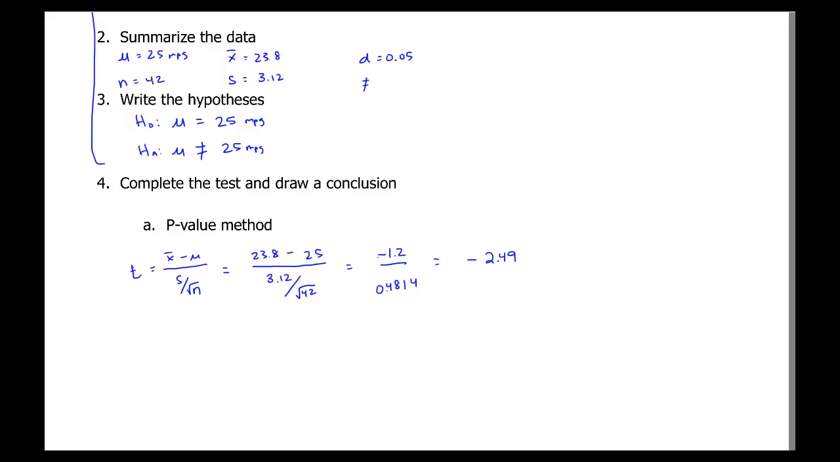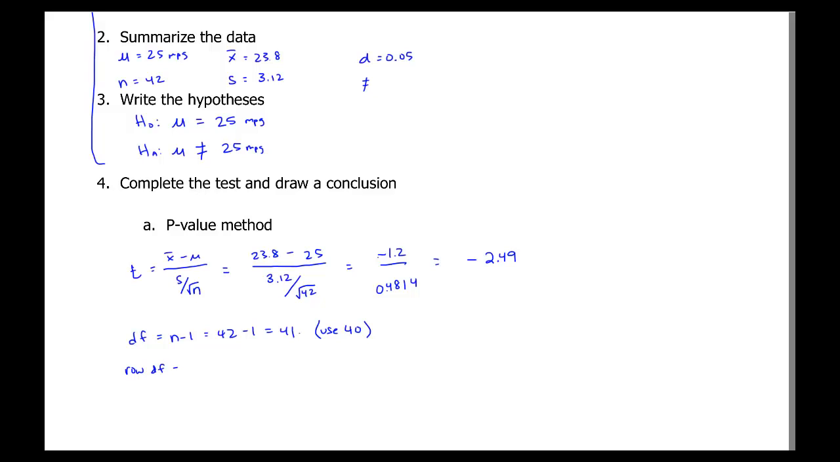Okay. Now, the other thing you need in order to get a p-value when you're doing a t-test is degrees of freedom, which is n minus 1. And we get degrees of freedom of 41. And 41 is not a possible row on the t-table, but 40 is, so you always use the next lowest if you get a degrees of freedom that's not on the table.